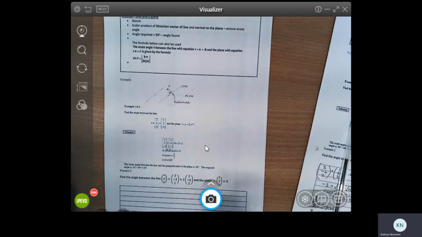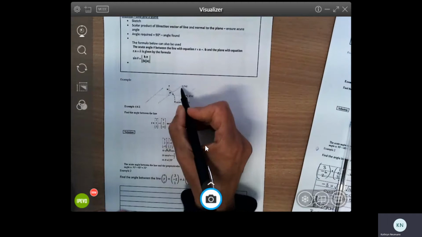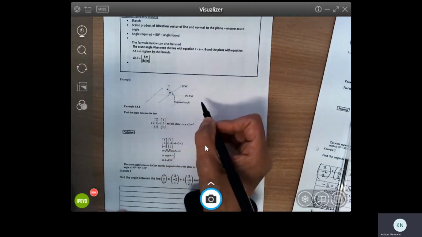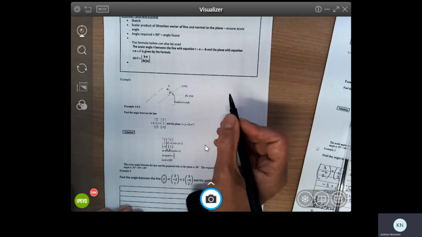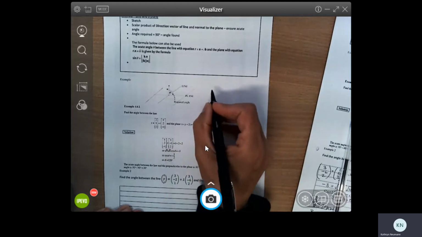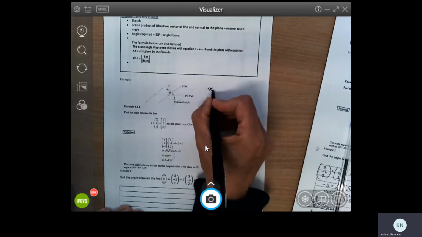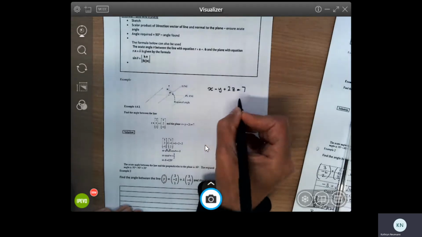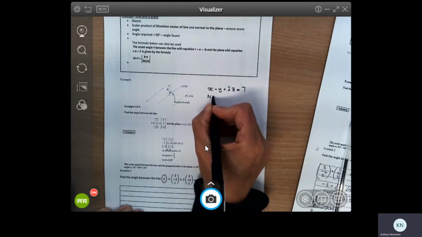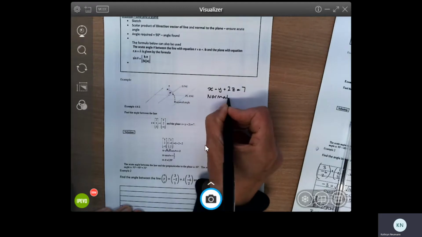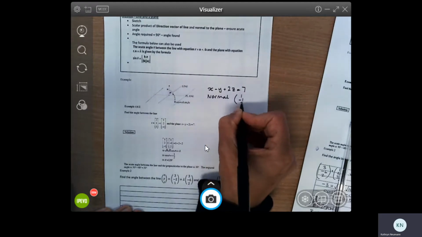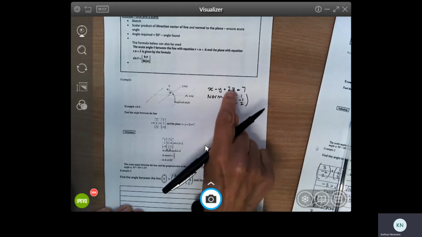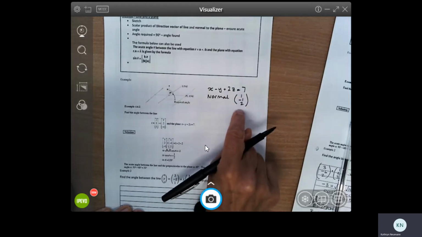So we start off with this one here. We've got a line and then we've got the plane. The plane is a sort of flat table, if you like. And we're told the equation of the plane is x minus y plus 2z equals 7. Now what this is telling you is that the normal to this plane is (1, -1, 2). So it's important that you realise that this is giving you the normal to the plane.